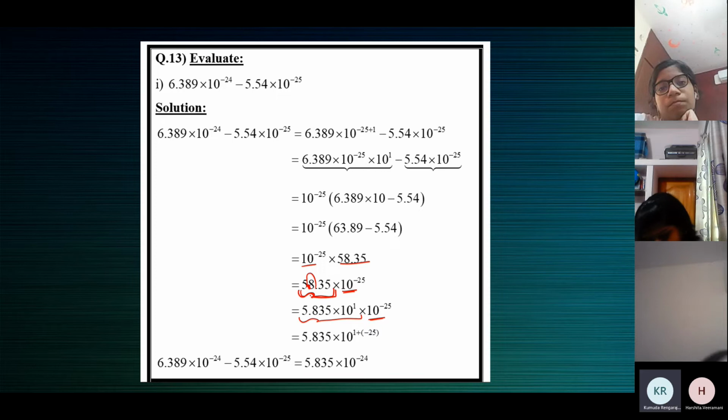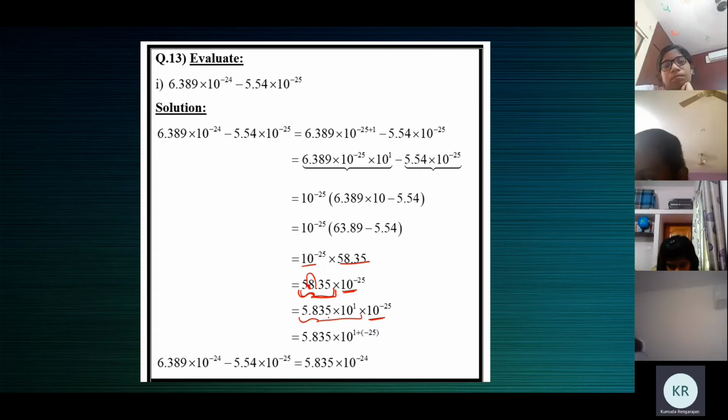Only one place. It will become 5.835, more than 1, less than 10. So you've shifted, you've made the number small. It was a big number, 58.35. You made it 5.835. You have reduced the value. So positive power, 10 to the power 1.